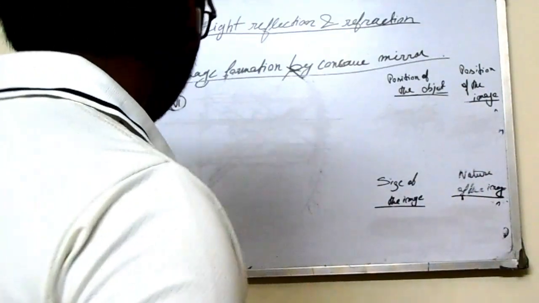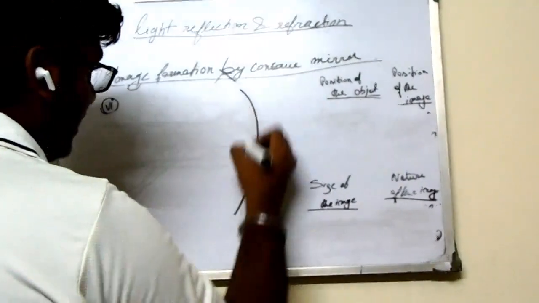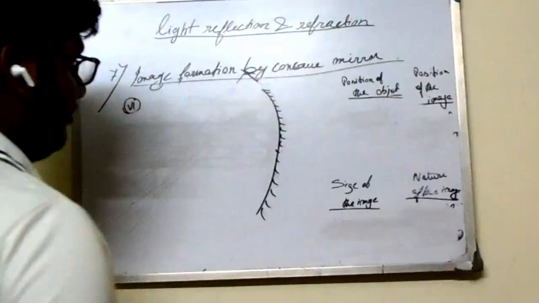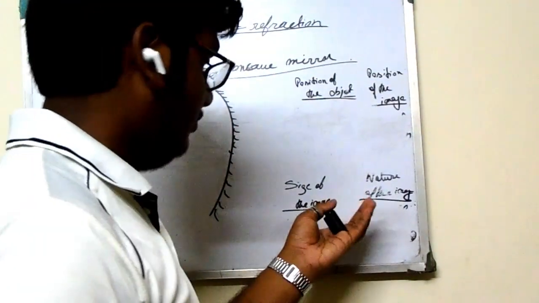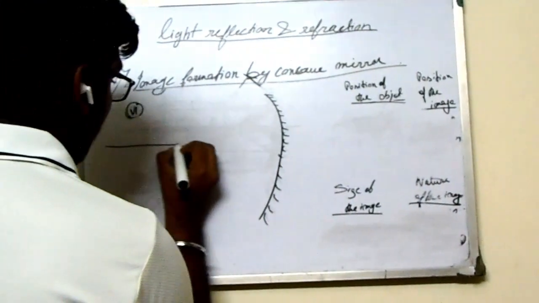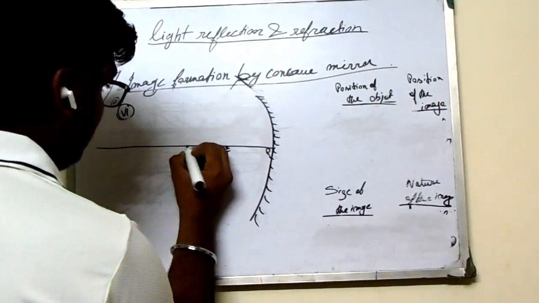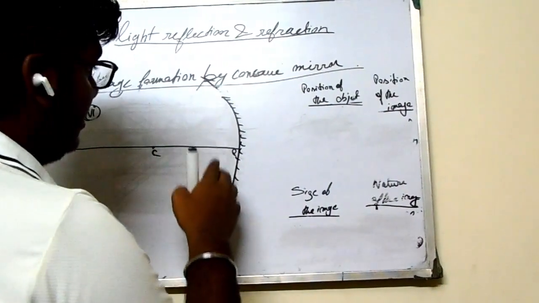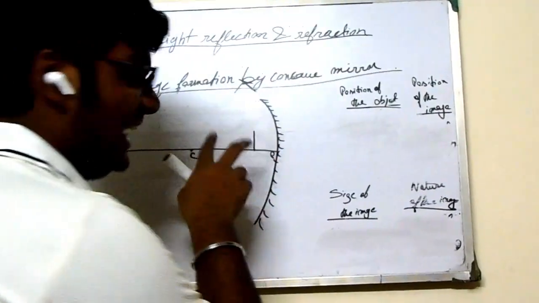Now we will see the sixth one, and it's the last. As I have told you, the nature of the image will be virtual and erect in the last case. So we will see how. P, F, C. In the last case, the object will be at a distance between F and P.